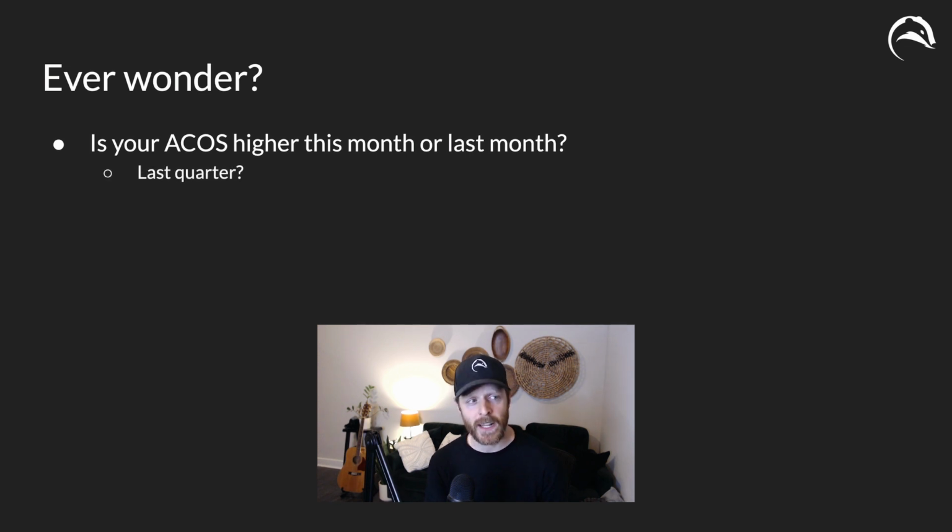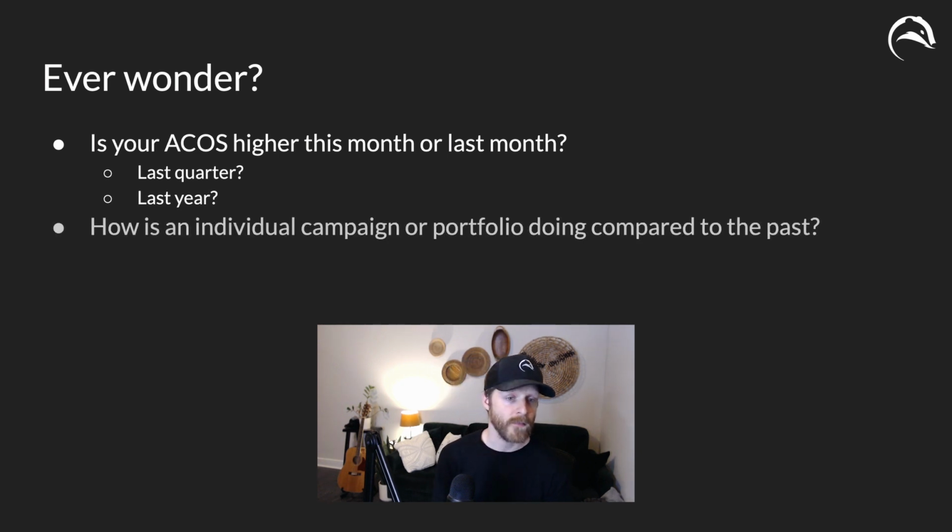What if you wanted to compare it against last quarter or even year over year analysis? Now we're bumping up against some technical limitations that Amazon has, where we're unable to actually view data older than 90 days for most accounts. And what about individual campaigns? If you wanted to view an individual campaign month over month to see how it's progressing, or year over year, there's no true way to do that inside Amazon advertising.